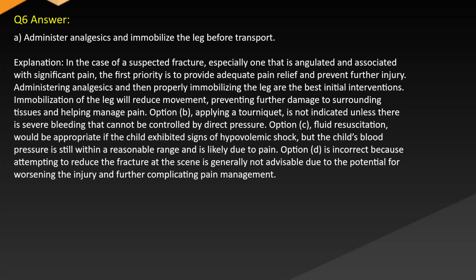Option B, applying a tourniquet, is not indicated unless there is severe bleeding that cannot be controlled by direct pressure. Option C, fluid resuscitation, would be appropriate if the child exhibited signs of hypovolemic shock, but the child's blood pressure is still within reasonable range and is likely due to pain. Option D is incorrect because attempting to reduce the fracture at the scene is generally not advisable due to the potential for worsening the injury and further complicating pain management.